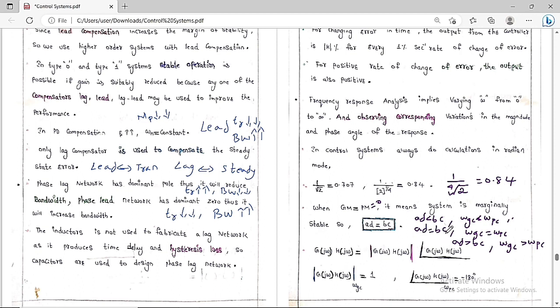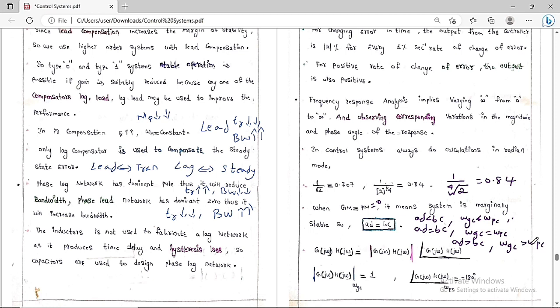Whenever AD is equal to BC, the system is said to be marginally stable, whereas the gain crossover frequency is equal to the phase crossover frequency, and the gain margin and phase margin both are equal to 0. For a system to become unstable, AD is always greater than BC, and also the gain crossover frequency is greater than the phase crossover frequency, and the gain margin and the phase margin both are negative.